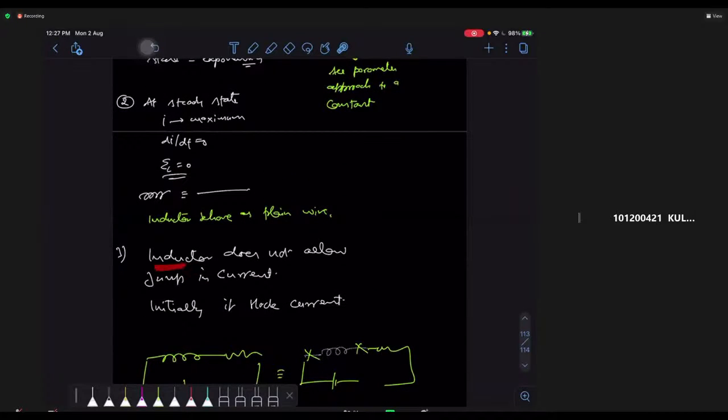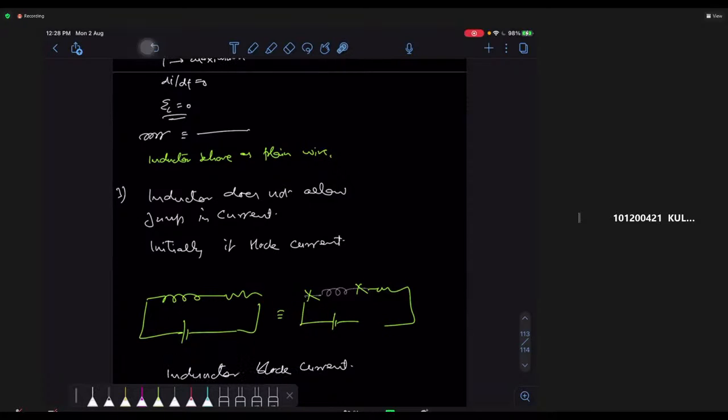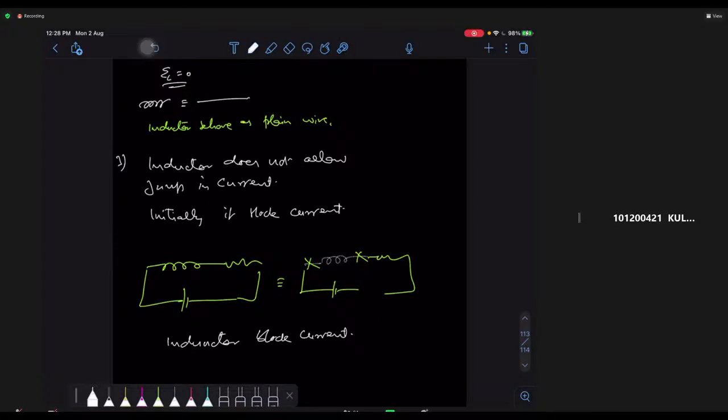Initially, in the beginning, the inductor does not allow a sudden change in the current. So it does not allow the current to jump. Initially current is zero, so it is going to remain zero. It takes time for the current to change, right? So if current in the beginning is zero, it is going to remain zero after the switch closes.